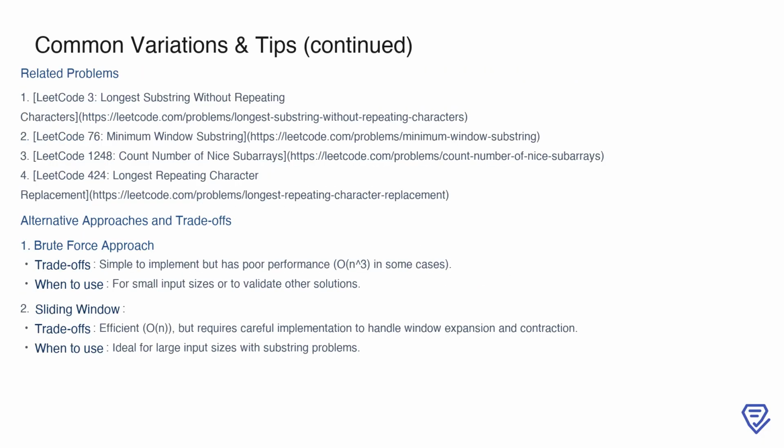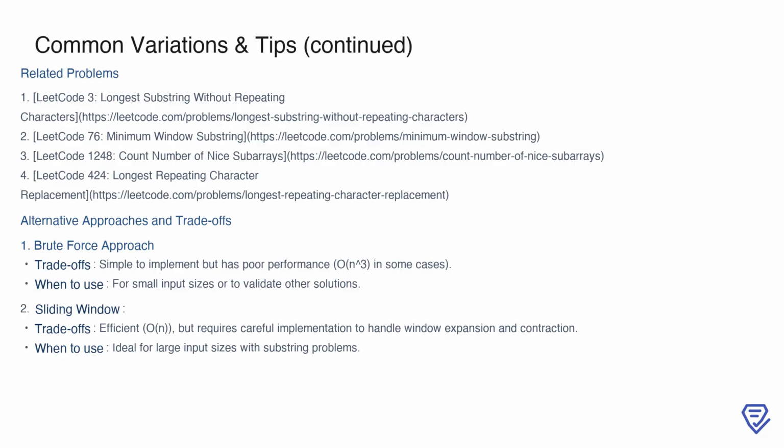This problem shares similarities with several related problems that you may encounter. For instance, LeetCode 3 focuses on finding the longest substring without repeating characters, while LeetCode 76 looks at finding the minimum window substring. Similarly, LeetCode 1248 involves counting the number of nice subarrays, and LeetCode 424 challenges you to identify the longest repeating character replacement.